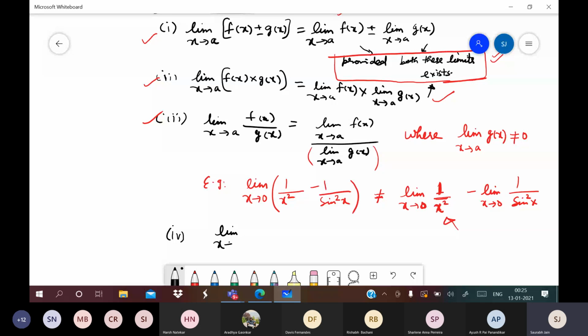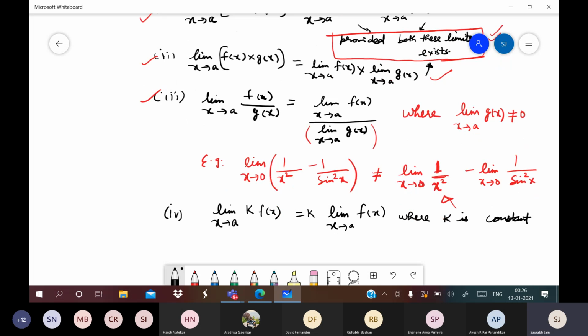where again you have to find a limit as x tends to a, and there is some constant k. This property is easy to remember. Whenever there is some constant multiplied to a function and you have to evaluate its limit as x tends to a, this constant will come out of the limit sign. We can take this constant out of the limit sign.